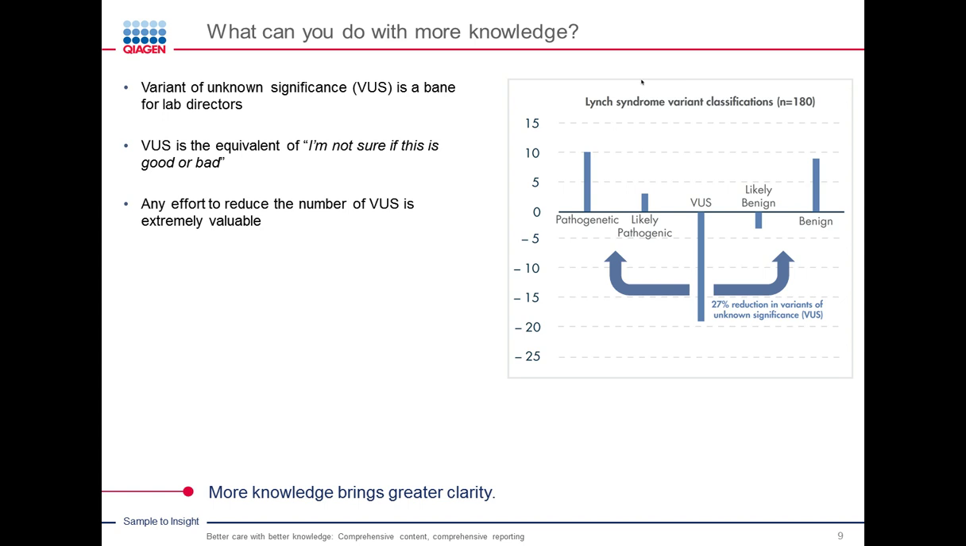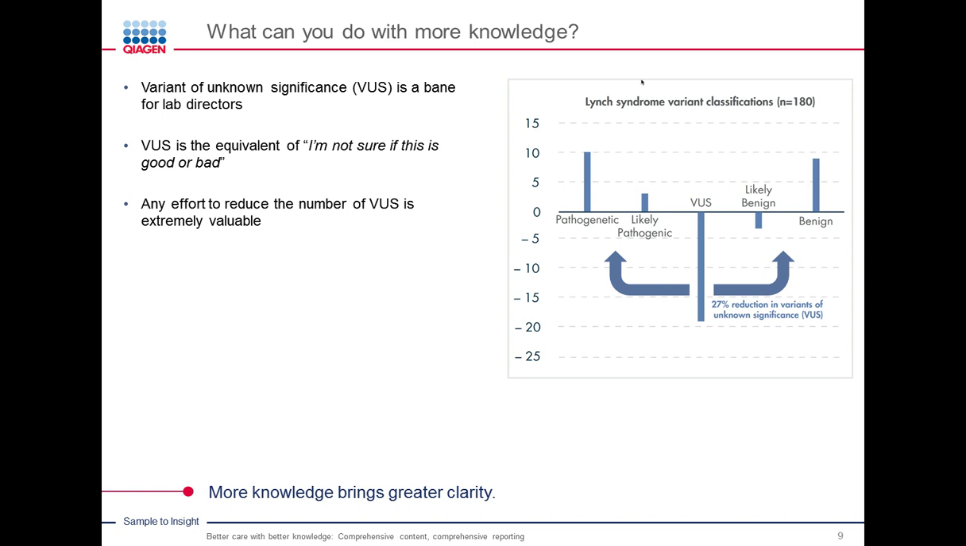Now, what can you do with this additional knowledge? Well, one of the challenges with clinical testing is identifying these novel variants and trying to understand the significance of those variants. When there's not enough evidence, clinicians classify these variants as a variant of unknown significance. And these are really challenging because doctors really don't know what to do with these types of variants. It's equivalent to saying, I'm not exactly sure whether this is a good or a bad thing. And so any effort to reduce the number of VUSs is extremely valuable.